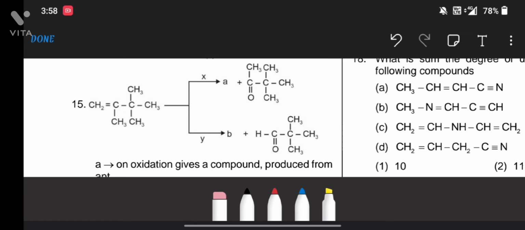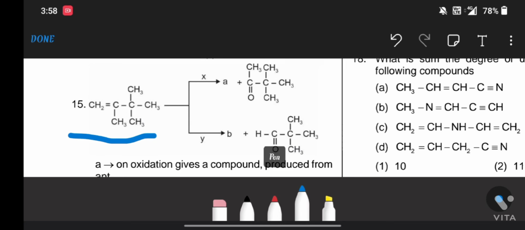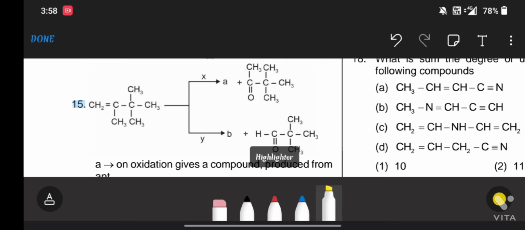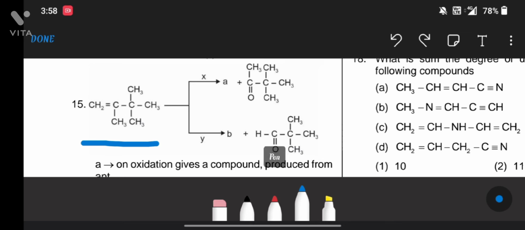Here they have given another reaction: CH2 double bond C single bond CH3 and so on. I will mark this reaction. It's not getting marked, no problem. Let us mention it. I am mentioning this reaction.